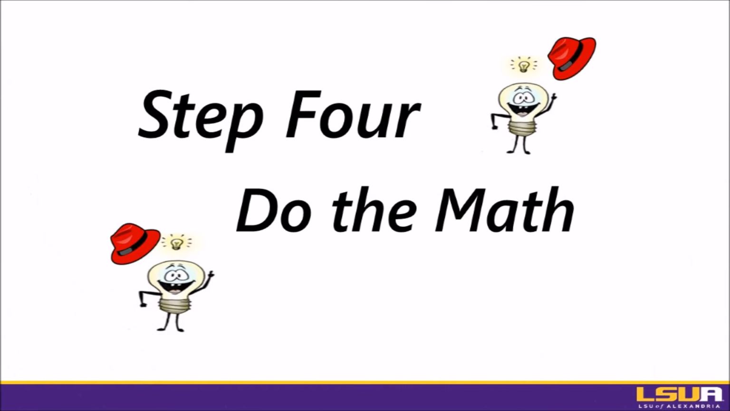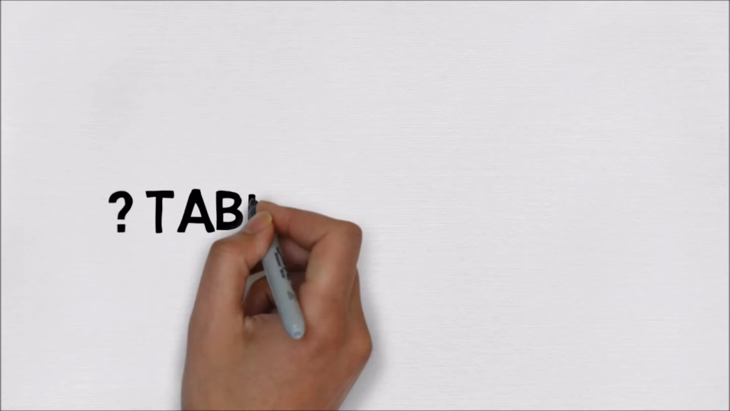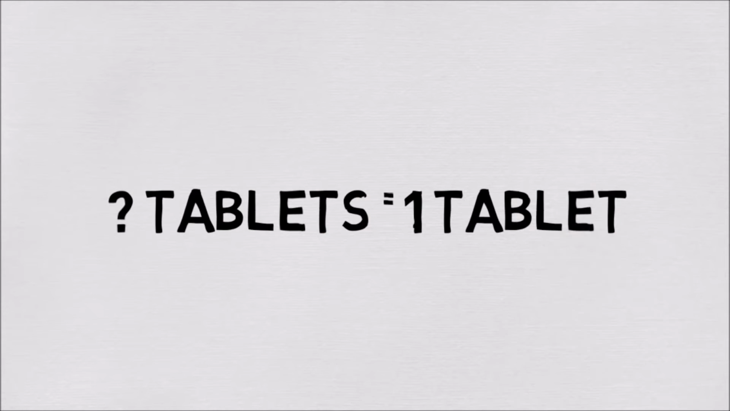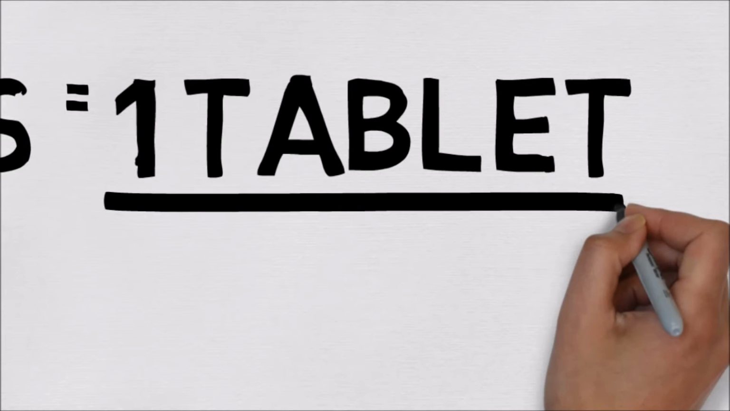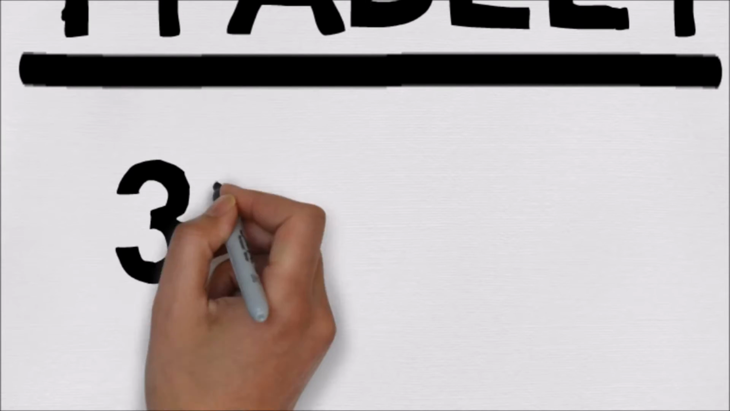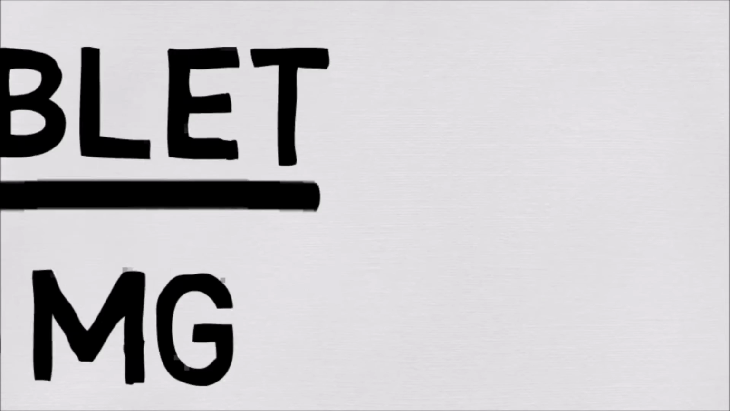Finally, we're at our fourth step, where we complete the equation. We simply do the math. Now that your labels are canceled out, except for the appropriate one for the administration of your medication, in this case tablets, multiply all of the numerators across, then all of the denominators across, then divide the total number by the bottom number for your final answer with the correct unit of measure.